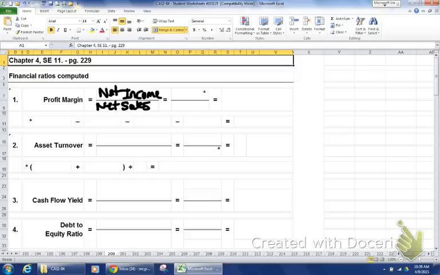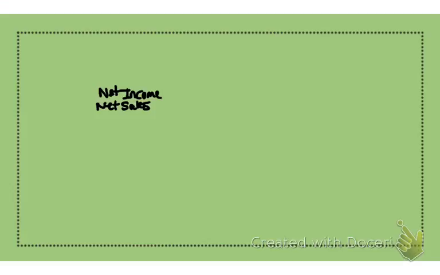And in this particular problem on page 229, the net income data we had to calculate. So in order to calculate our net income, we have to take the information that's provided in the problem and actually complete a little mini income statement. We're going to take the variables that are provided, and those are net sales, and we're going to subtract the cost of goods sold.